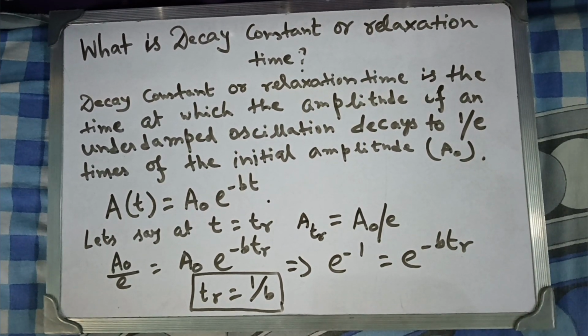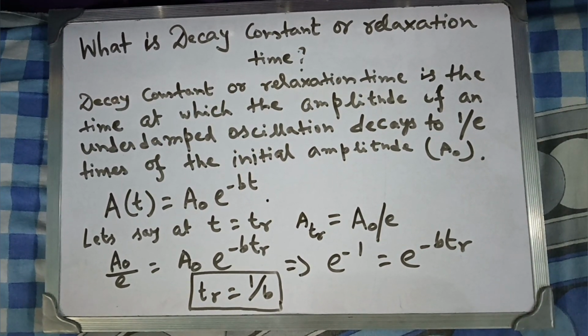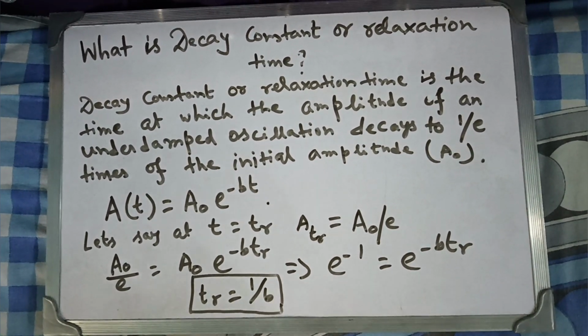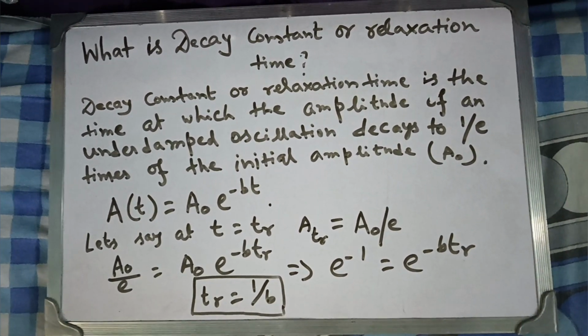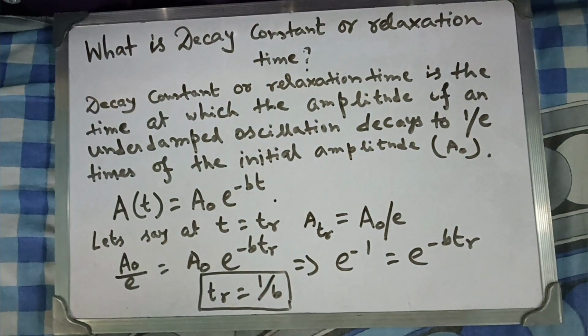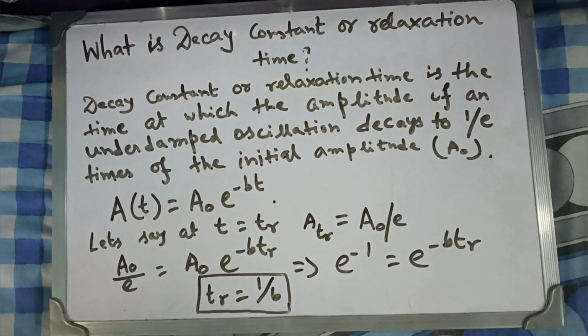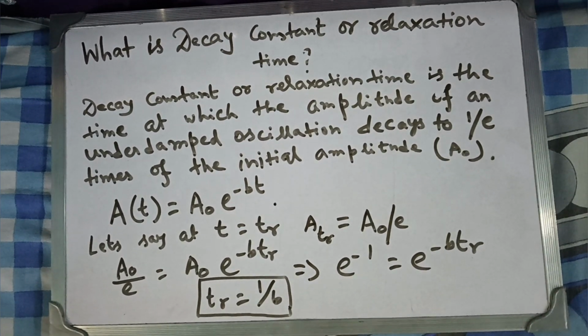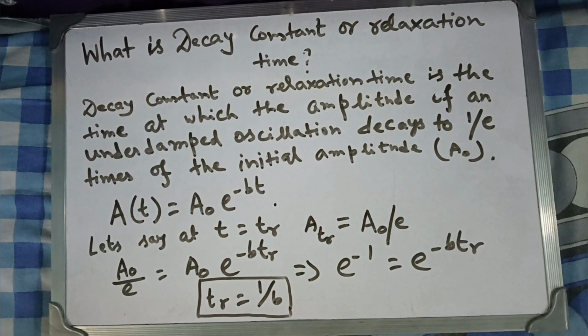Now let's say at t equal to tr time the amplitude is atr, so it becomes a0 by e. Now if I put this in this equation, then it becomes a0 by e equal to a0 e to the power minus b tr. So from there we can reach this expression of tr equal to 1 by b.